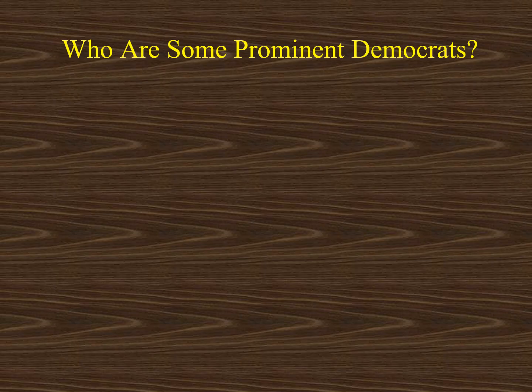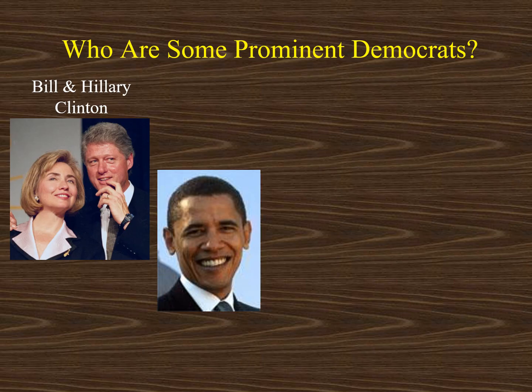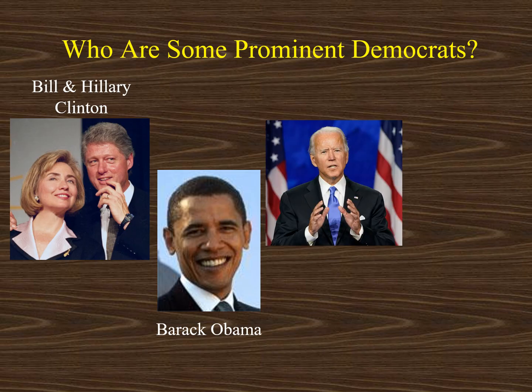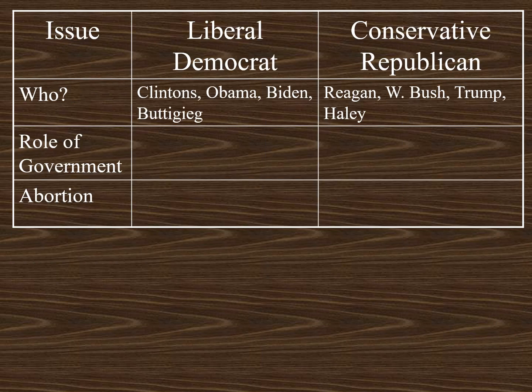I'll go ahead and identify some prominent Democrats here. First, we see Bill and Hillary Clinton. Of course, Bill Clinton served as president, and Hillary Clinton was a United States senator and served as Secretary of State. Next, we see Barack Obama. Our most recent president was Joe Biden. Lastly, I thought I would identify Pete Buttigieg. He was the mayor of a city in Indiana, but during the Biden administration, he served as the Secretary of Transportation. So here we see the Clintons, Obama, Biden, and Buttigieg as examples of liberal Democrats.